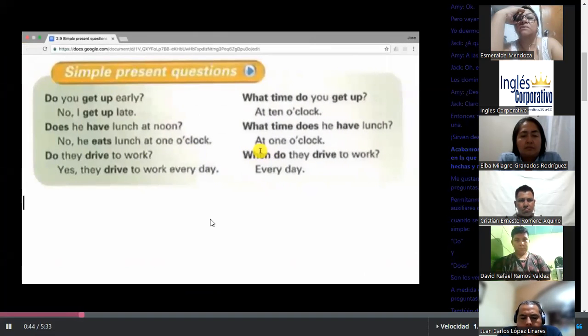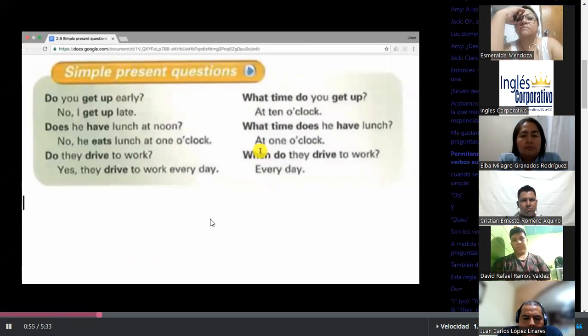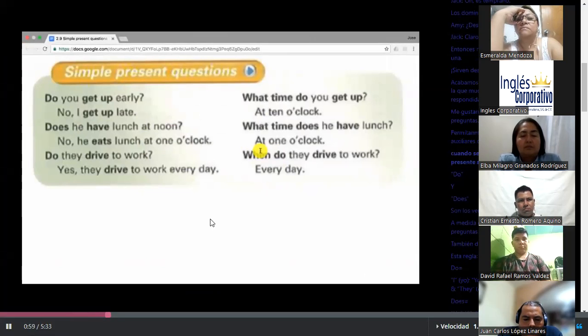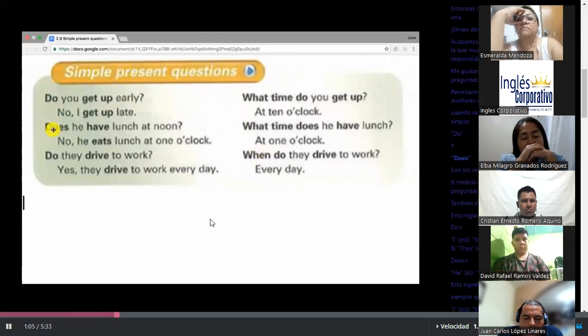We just heard a conversation in which lots of questions were asked and answered. I would like to explain how these questions are formed. Let me start by explaining the auxiliary verbs that are used when forming questions in the simple present. Do and does are the auxiliary verbs.